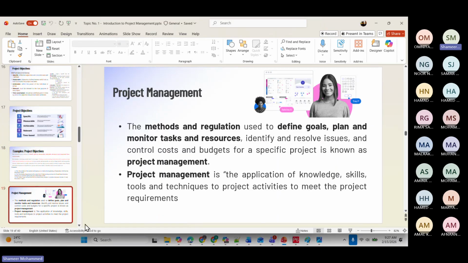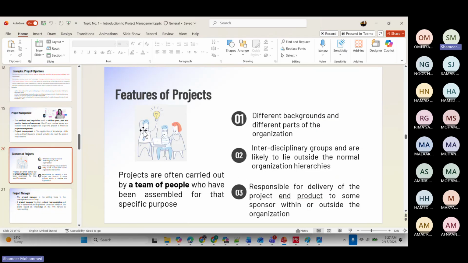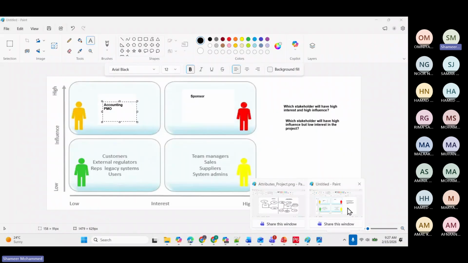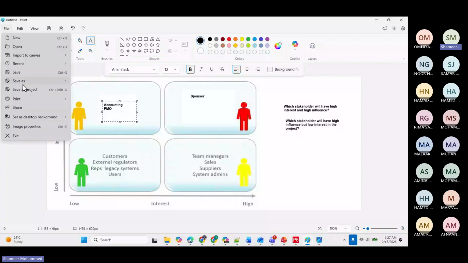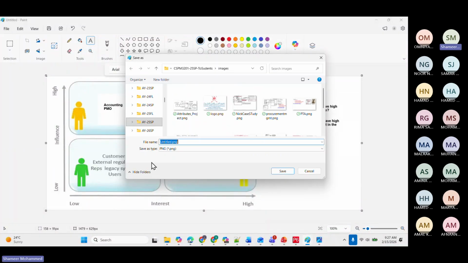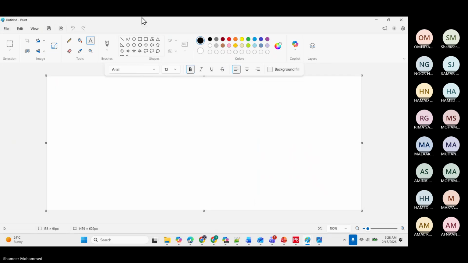Right? So managing the project. For example, here, let me go there. This one I will save here as stakeholders one. Okay.